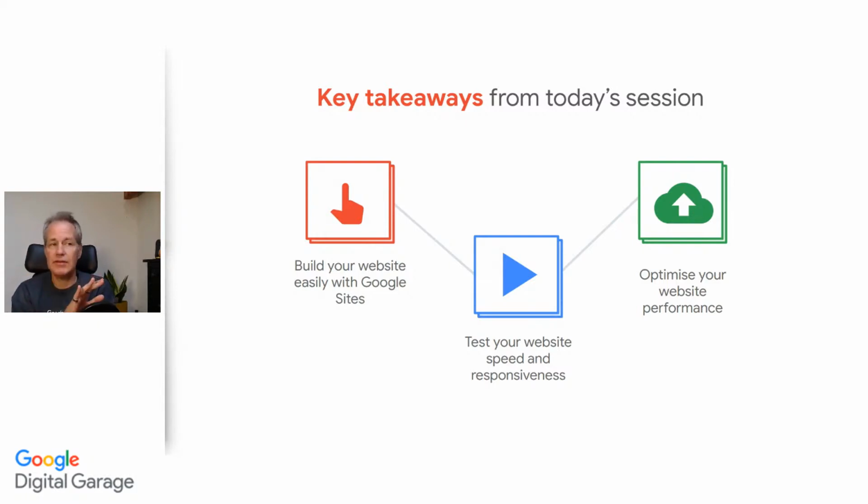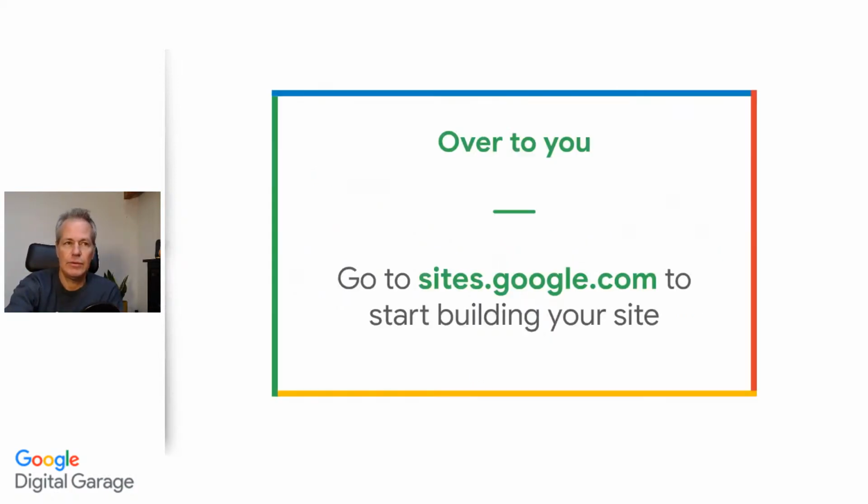So a couple of things over here. Build your website easy with Google Sites. It's nice and easy with that. It can do it really fast. Test your website speed and responsiveness using Page Speed Insights, and then optimize your website performance and ask a professional if you need to. Don't forget that as well, with Google Sites now, you can easily publish it to a domain. We had some issues before. Now I'm glad to say it's all working smoothly.